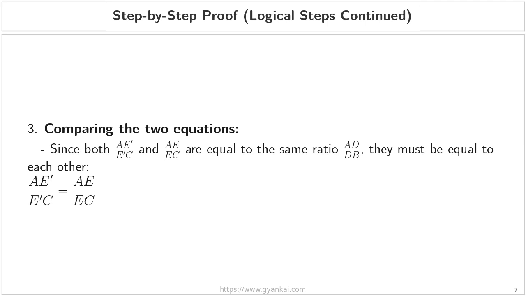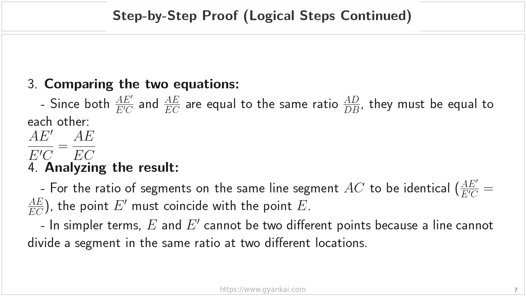If you look at step 3, you'll see that since both the ratio of AD over DB and the ratio of AE prime over E prime C are equal to that same initial ratio, they must, by logical necessity, be equal to each other. So, we can state that AE prime over E prime C equals AE over EC. This leads us to a very important moment in our proof, the analysis.